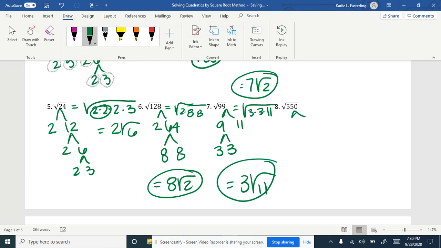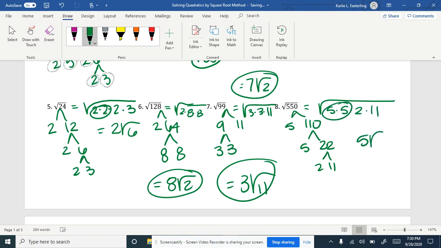And then finally, 550, which looks like a very, very big number, but the first thing I would divide it by is 5, because then we're down to 110 already. I would divide that by 5 again, and we're at 22. So 2 and 11. So this is 5 times 5 times 2 times 11. We can pull out those 5's. So we're looking at 5 square root of 22 because we have to multiply that 2 times that 11, and that's our final answer there.